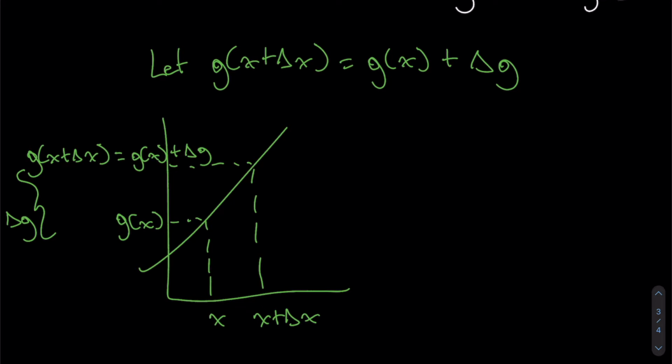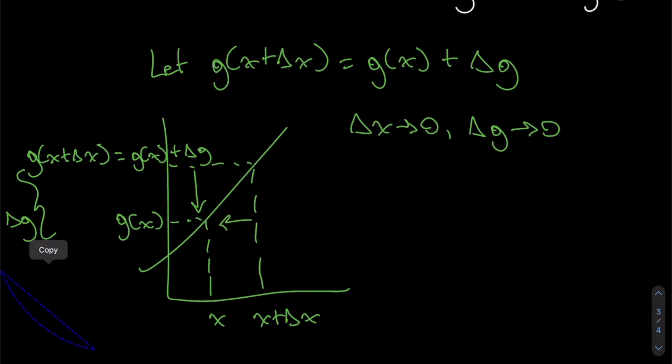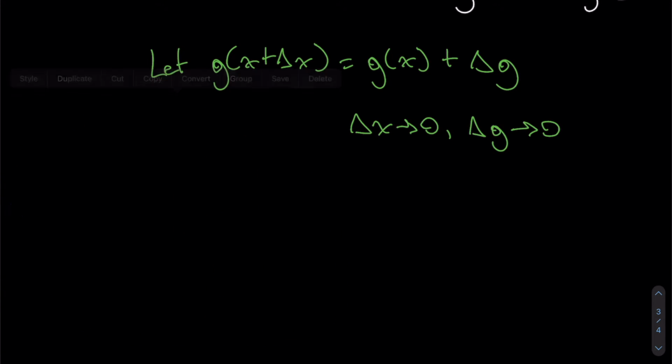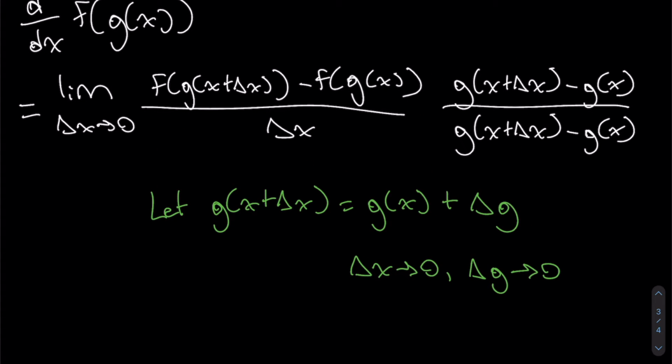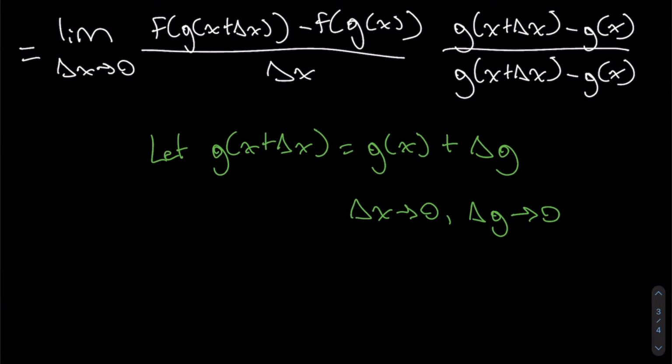And the thing is, when delta x goes to 0, that dotted line is getting closer to that dotted line. Then the same thing over here, delta g is also getting closer to 0. So I can make this substitution, and I can also say that when delta x goes to 0, then so does delta g. So making that substitution, this is what it would look like, and you'll see why it's useful.